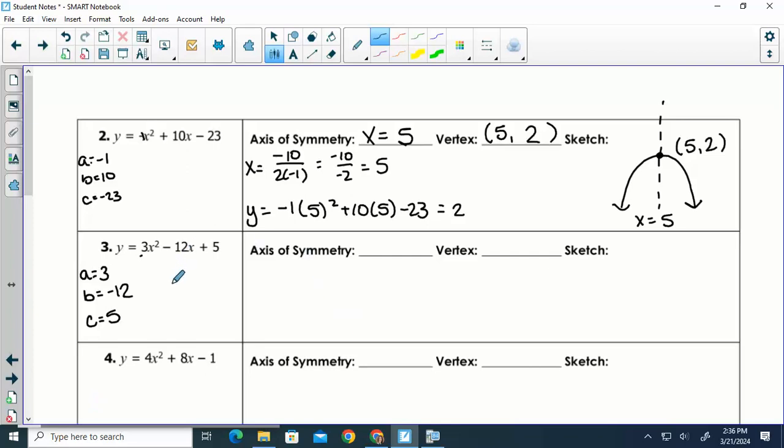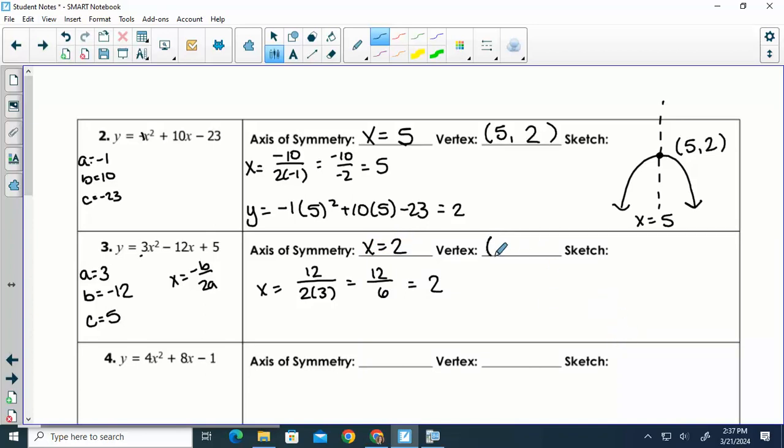Okay, then we have a formula. It says the axis of symmetry is opposite of B over 2A. If you have a negative 12, what is the opposite of negative 12? Positive 12 over 2 times 3. So 2 times 3 is 6. 12 divided by 6 is 2. So axis of symmetry, x equals 2.